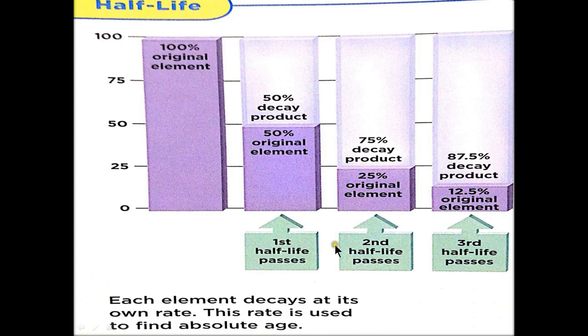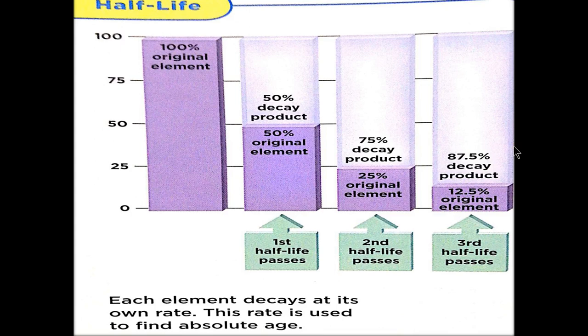Then the second half-life passes, that makes it 75% decay product, that is 25% of the original element. Now from this there will be further decay and we are going to get 12.5% of the original element, that is 87.5% decay product. So this is what we are going to talk about, the half-life.